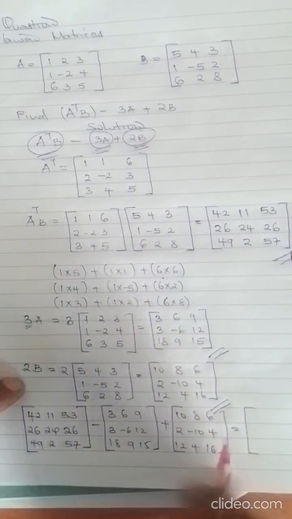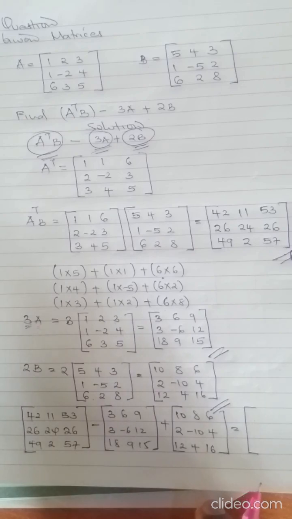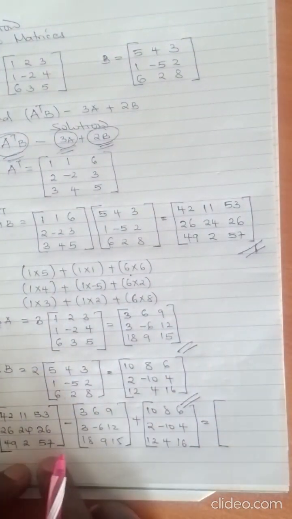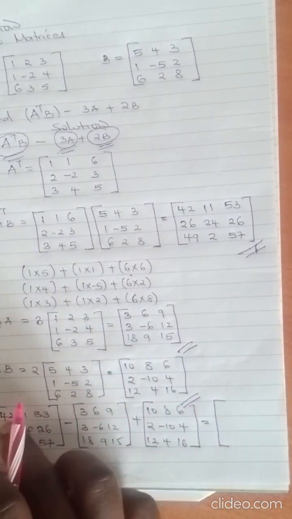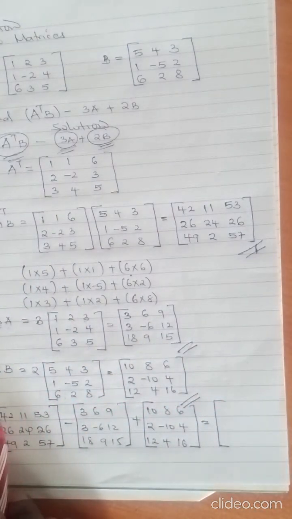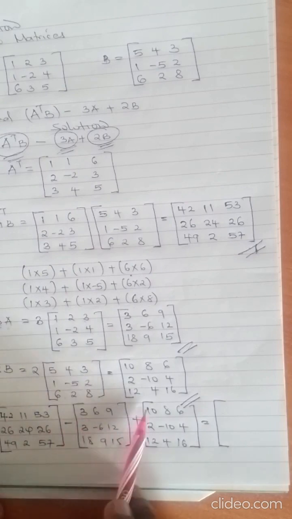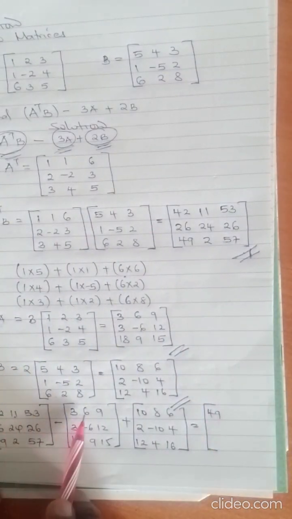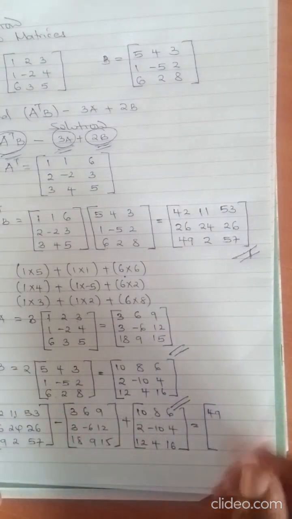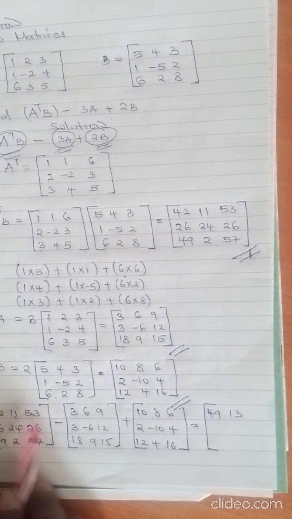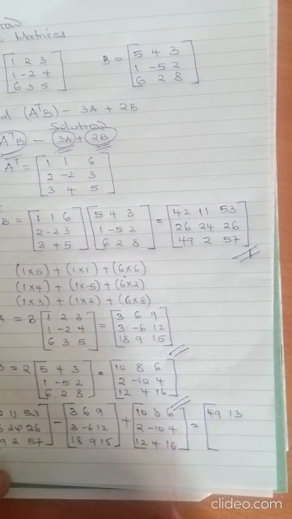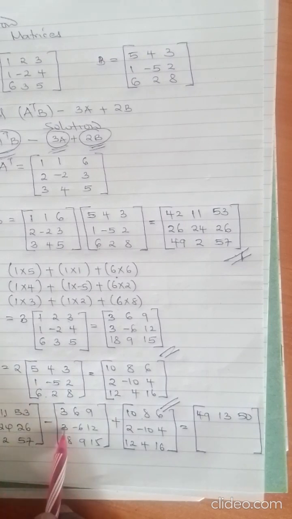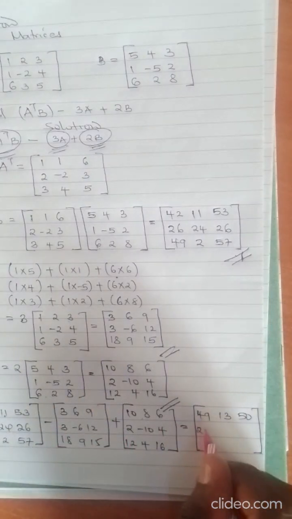This solution tests addition and subtraction of matrices, where corresponding elements are added or subtracted. For this case, it will be 42 minus 3 plus 10, which gives you 49. 11 minus 6 plus 8 gives you 13. 53 minus 9 plus 6 gives you 50. We have 26 minus 3 plus 2, which gives you 25.